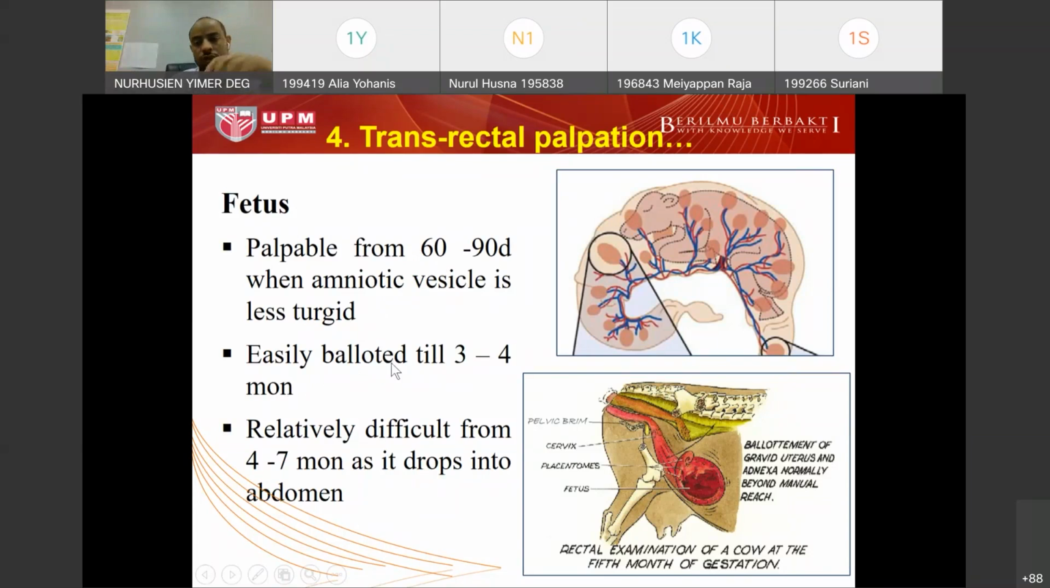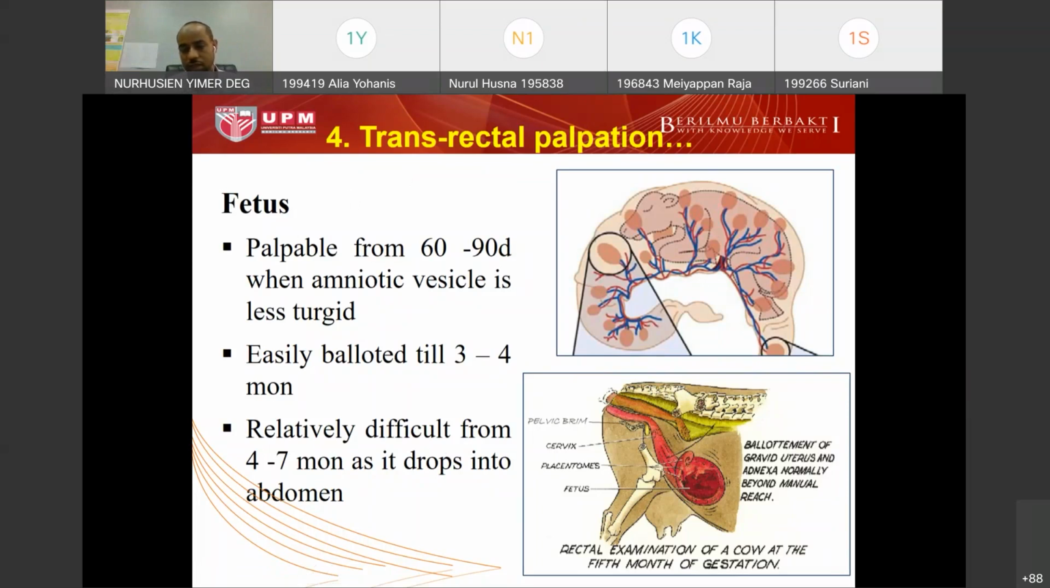And so ballottement of the fetus is much easier to do during the 3 to 4 month period. This is the midterm period. The first 3 months is the first trimester, and the second trimester is from 3 to 6 months. So within 3 to 4 months, it's very easy to perform ballottement for the fetus. But it becomes relatively difficult as you go a little more advanced, from 4 to 7, especially from 5 to 6 months.